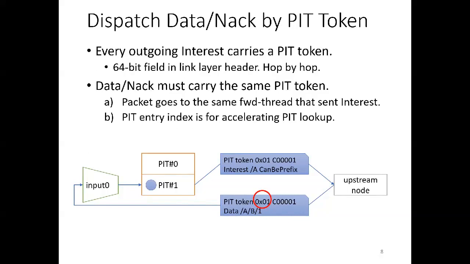Then with the data packet, when it comes back, the upstream node must put the same PIT token in the NDNLP header of the data packet. And then we use the forwarding thread ID portion of the PIT token. So suppose forwarding thread 1 forwarded the interest, the PIT token has the forwarding thread ID part as 1. It goes to upstream. When it comes back, the data also needs to carry the same PIT token, including this forwarding thread ID. Then back in the input thread, it can look at that byte and see, oh, forwarding thread 1 handled the interest, so we dispatch it to forwarding thread 1. The rest of the PIT token is used to accelerate PIT lookups, but it's not required for correctness.